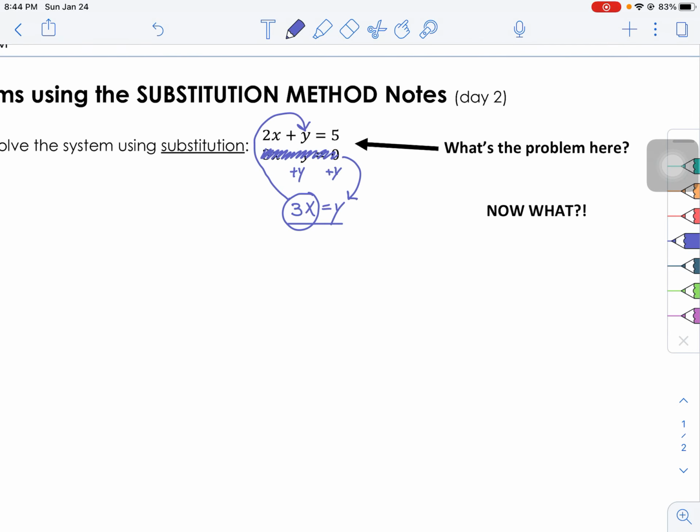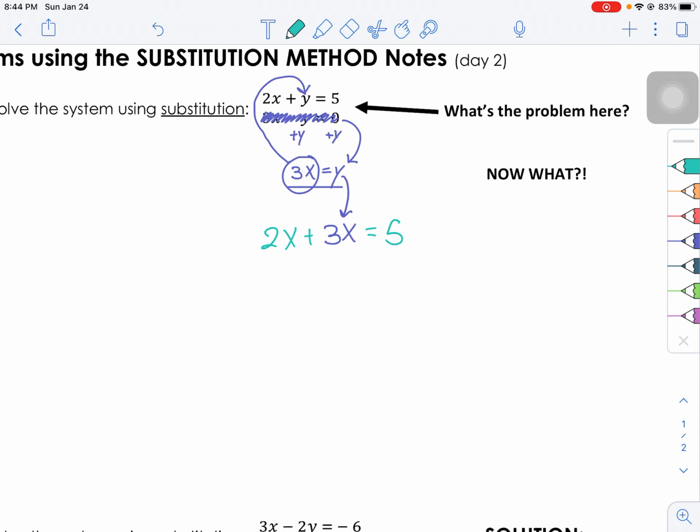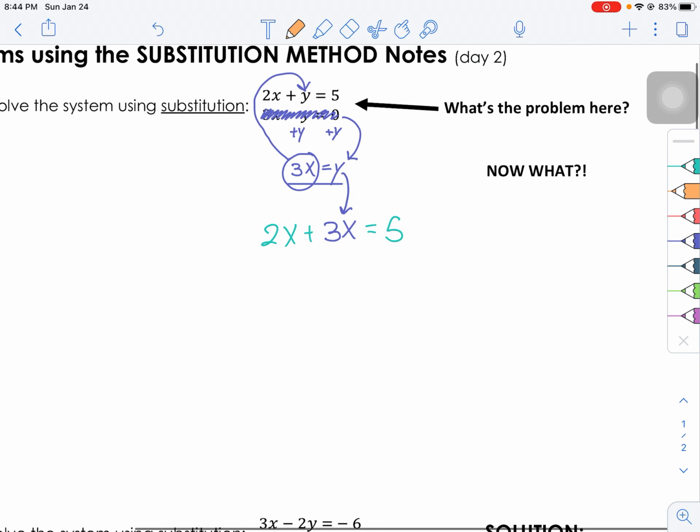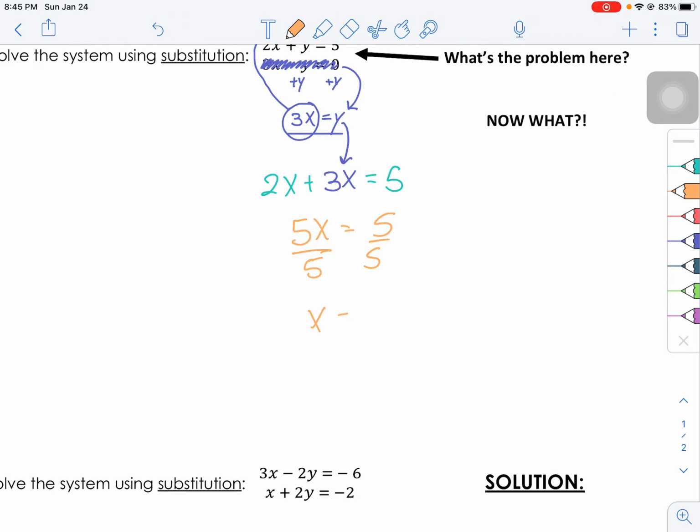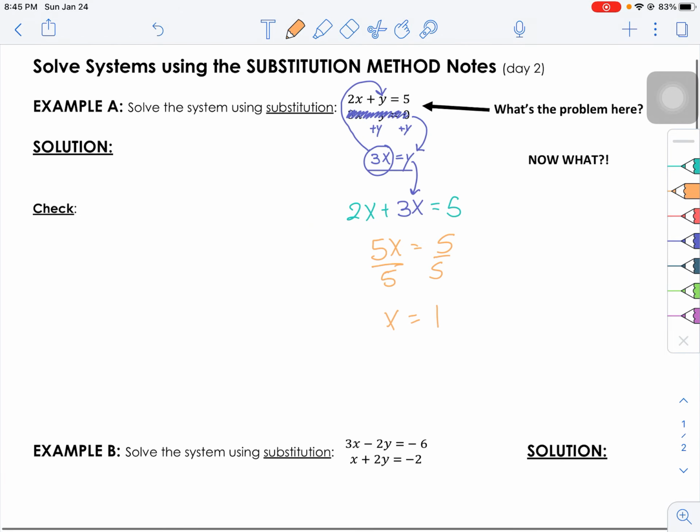So what that gives us is an equation that reads like this: 2x plus, and then here's where the y would go. It's now 3x because we literally just substituted that equation for y, and then that's equal to 5. We can now add the x's together, so 2 plus 3 gives us 5x is equal to 5. Divide each side by 5, and you get x is equal to 1.